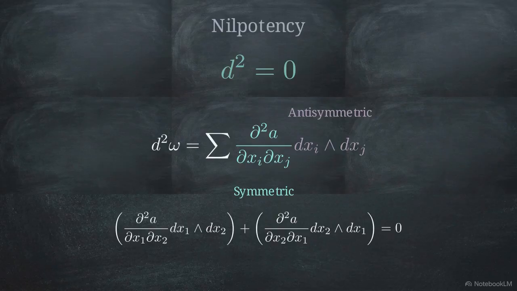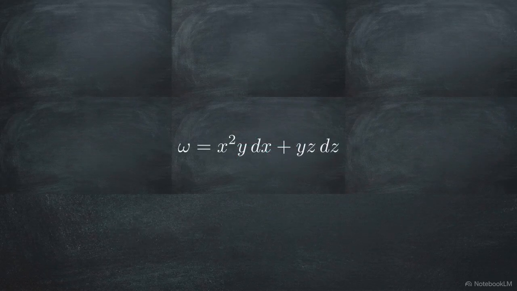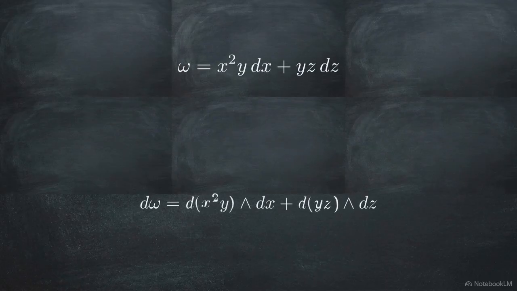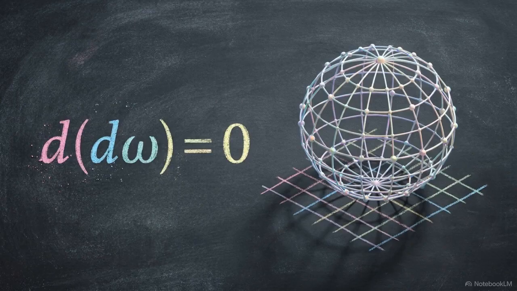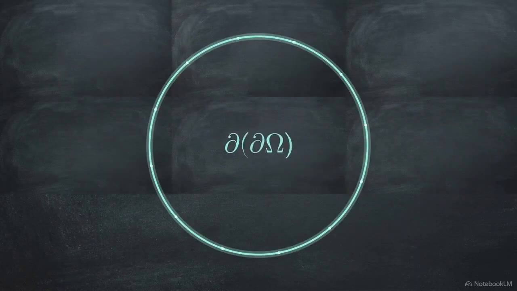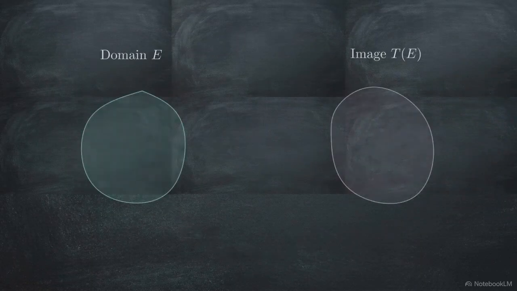Test this property yourself. Calculate the exterior derivative for this one form. The derivative is x squared dy wedge dx plus y dy wedge dz. This zero result for a second derivative is the analytical mirror of a geometric truth. The boundary of a boundary is always empty.